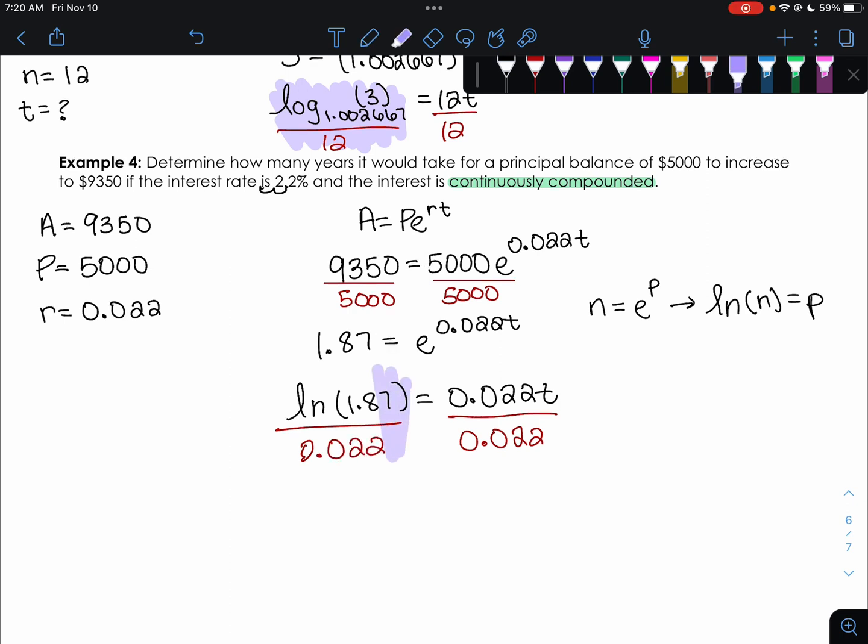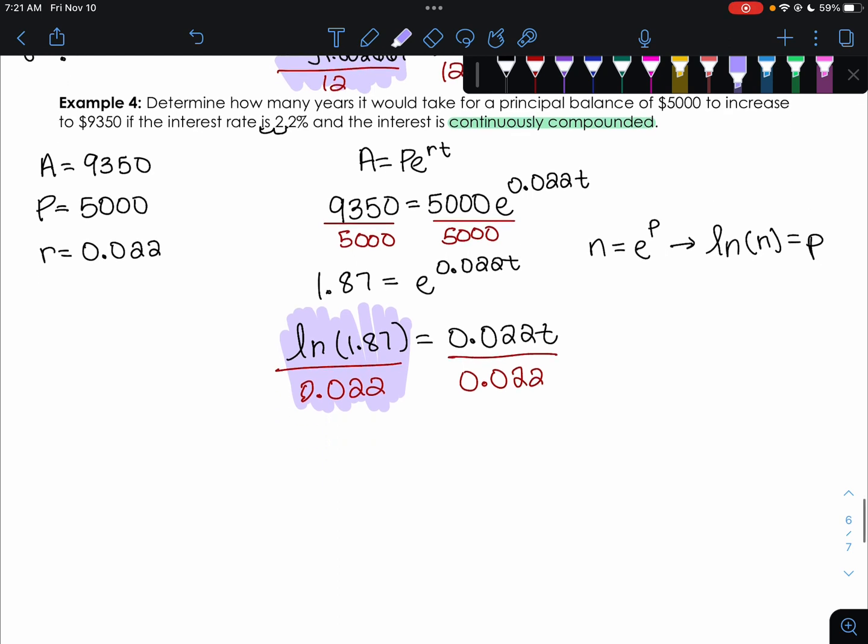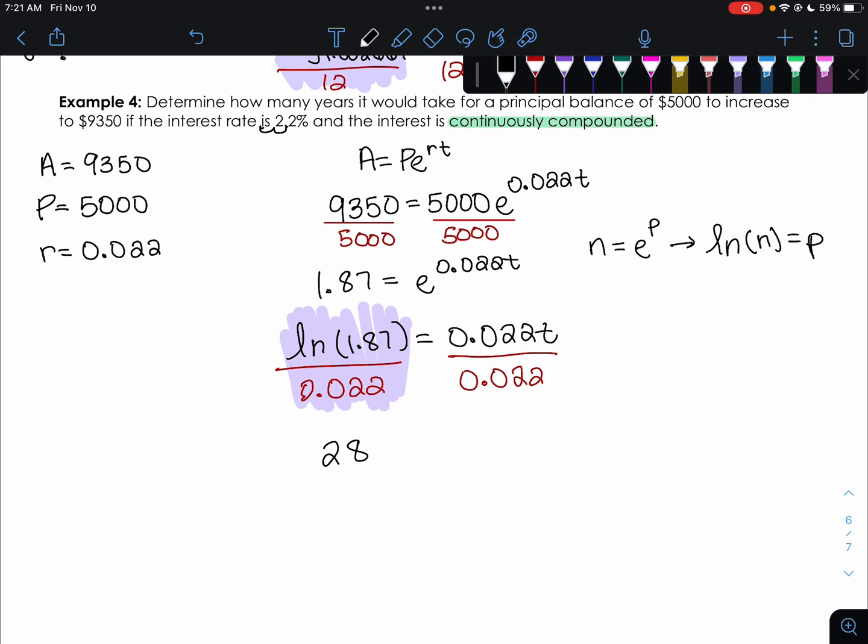So we're going to type this into the calculator. I start with my fraction button. The LN button is next to the number 4. And when we type this in, we get about 28.45 years. So it would take about 28 and a half years for the account to grow, and that would be our final answer.